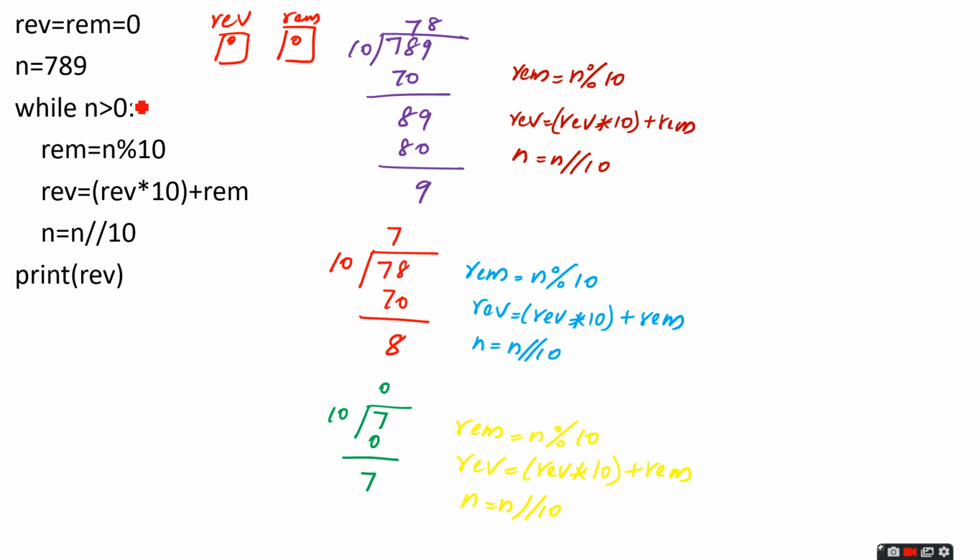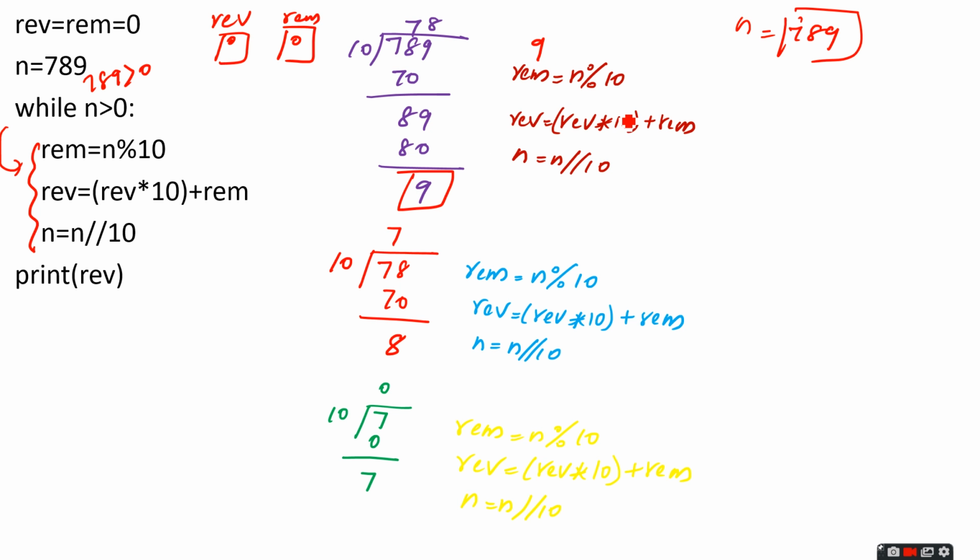Now see, in order to reverse a number, we will divide that number repeatedly by 10 until the quotient becomes zero, and we have to perform this calculation. So inside the while condition, we can see 789 is greater than 0. The condition is true, so we will come inside the loop and execute these statements. The remainder equals n mod 10. That means we divide 789 by 10 and find the remainder. So the remainder is 9.